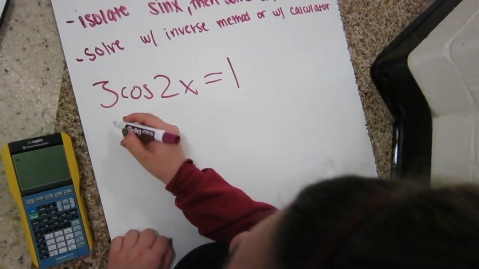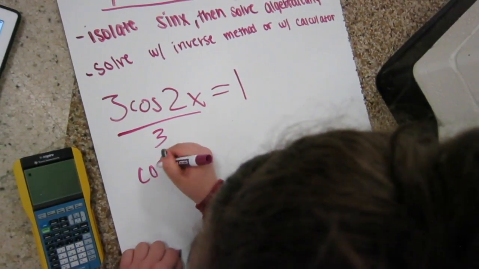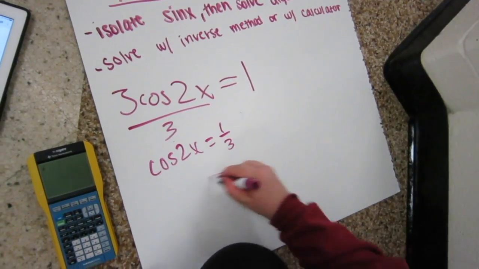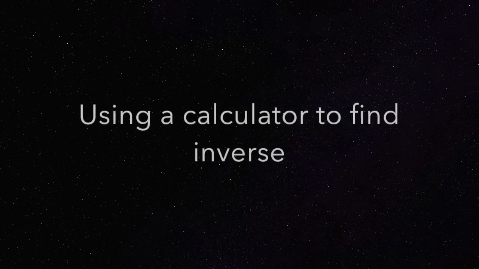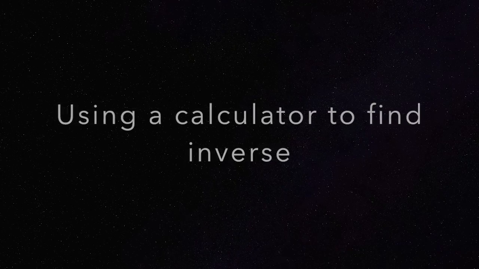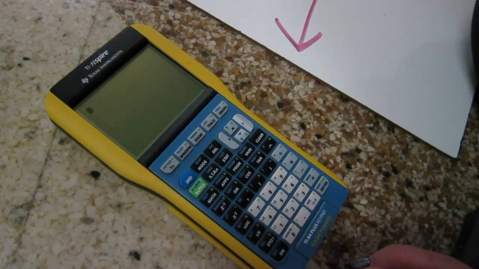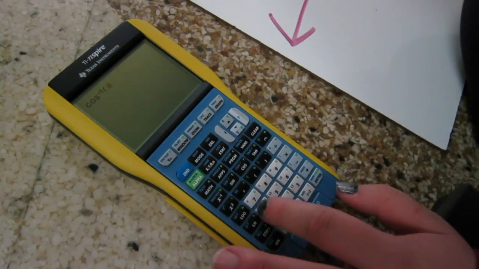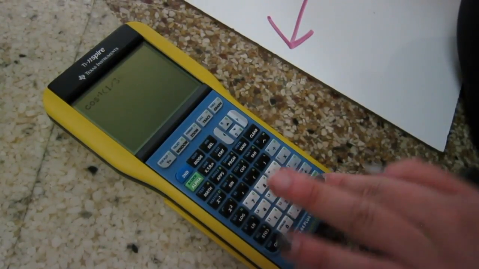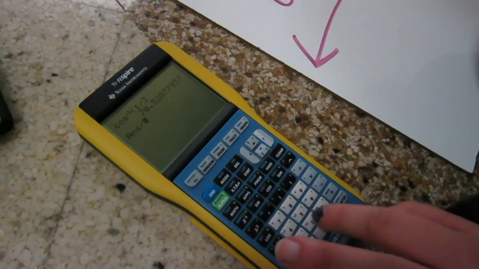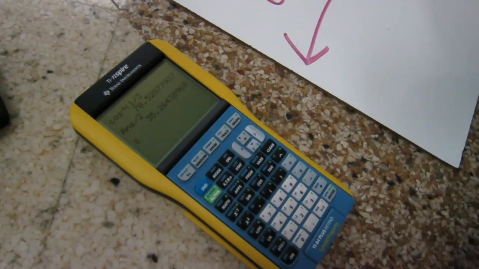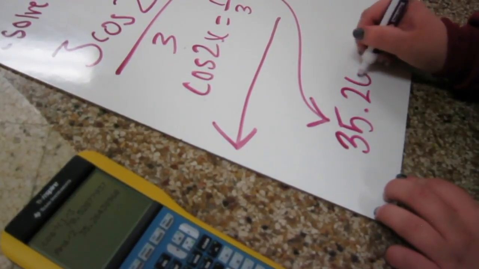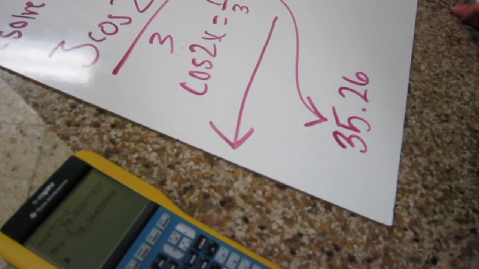The first step is to divide this by 3, which leaves you with cosine of 2x equals 1 over 3. Then, you plug that into the calculator. Now we're going to ignore the 2, but we'll come back to that later. To type it into the calculator, you put second cos and then 1/3. Round it to the hundredths, and that's your angle.